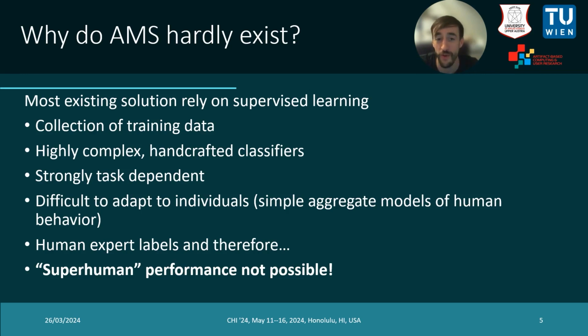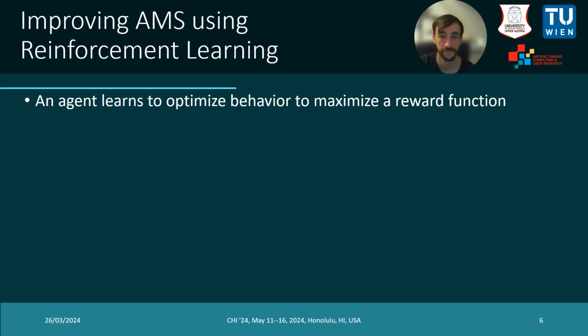Therefore, we cannot learn or get the superhuman performance. Therefore, we came up with another solution using reinforcement learning instead. In reinforcement learning, we have an agent interacting with an environment by observing the current state of the environment. And according to this state, the agent will then perform an action which should maximize a certain reward function. And hopefully we can then achieve our objective.